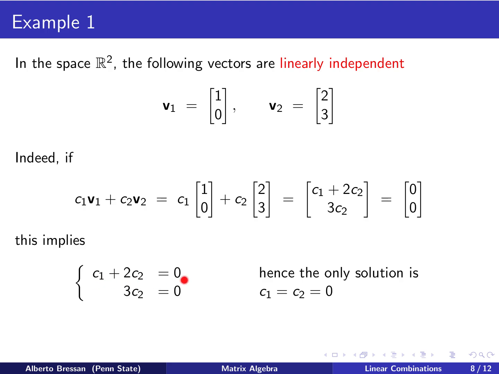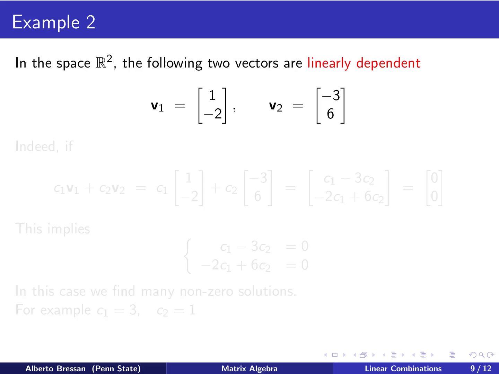So we set the first element to be 0, and we set the second element to be 0. And we can easily solve: C2 must be 0 from the second equation. Put that into the first, and you conclude C1 is 0. And that is a unique solution. Therefore, it's the only solution and that fits the definition of linearly independent vectors.